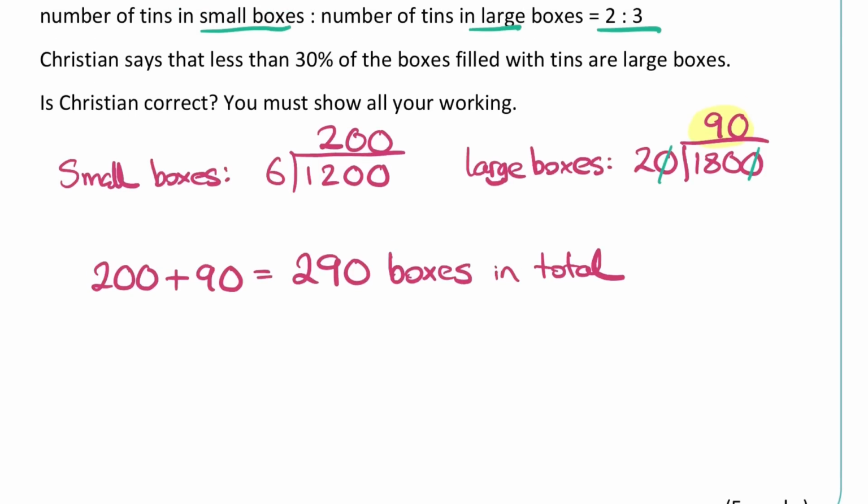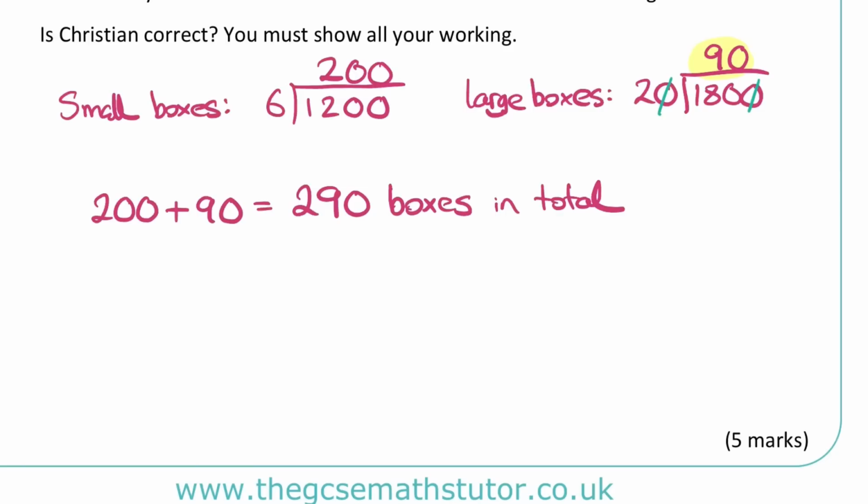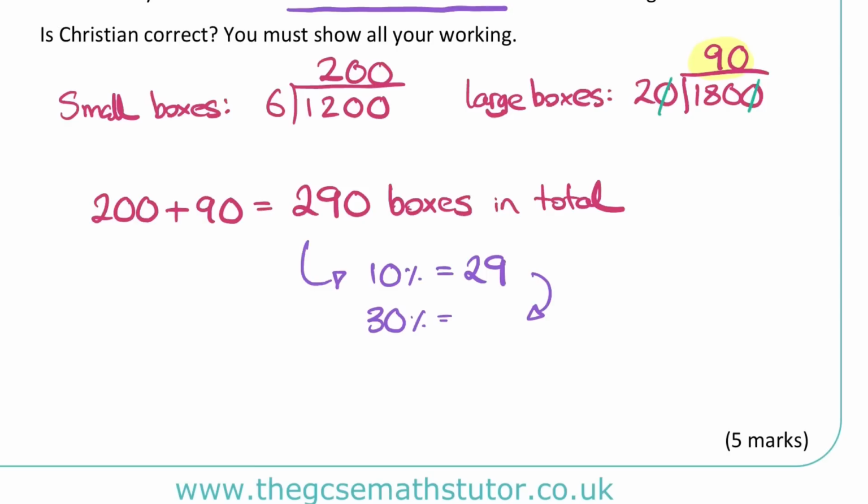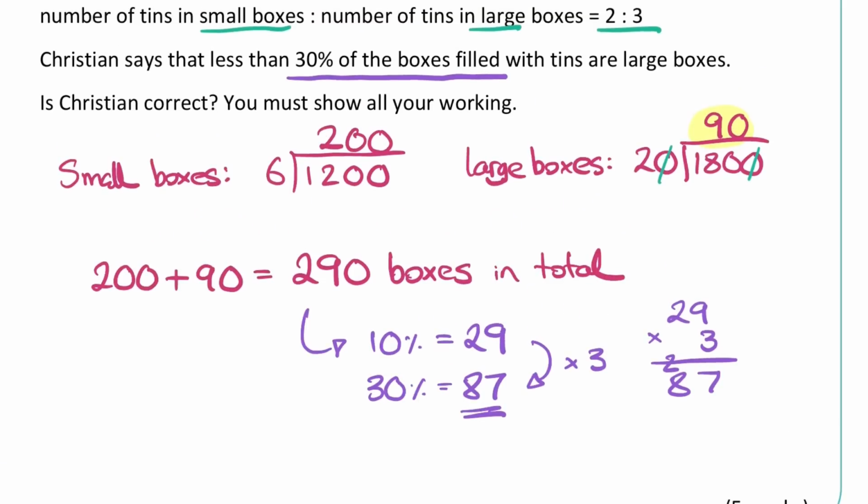So Christian says less than 30% of the boxes are large boxes. Is he correct? Well, let's work out 30% of the boxes filled. Without a calculator, we do 10%. So 10% is 29 boxes. 30%, we would just need to multiply that by 3. We'll take our time, we'll do it to the side. So 29 times 3. 3 times 9 is 27. 3 times 2 is 6, plus the 2 is 8, so 87.